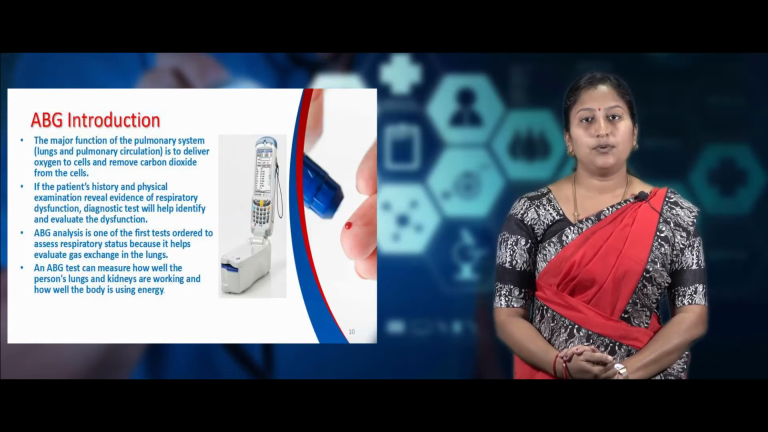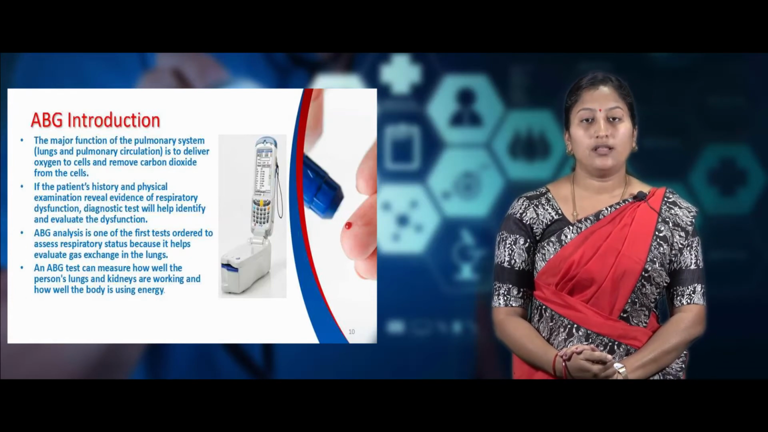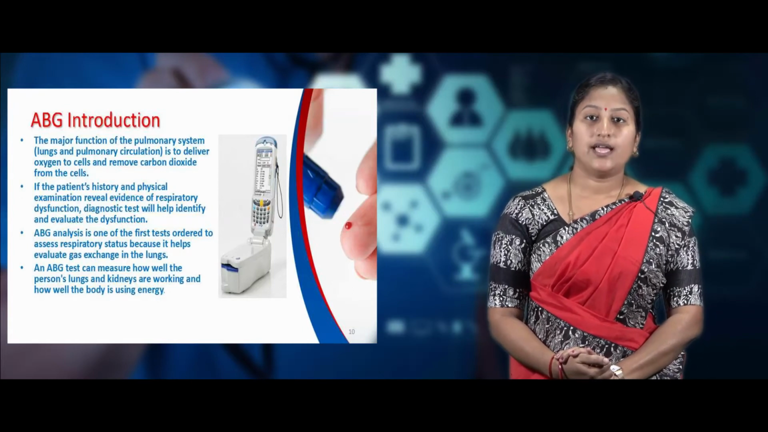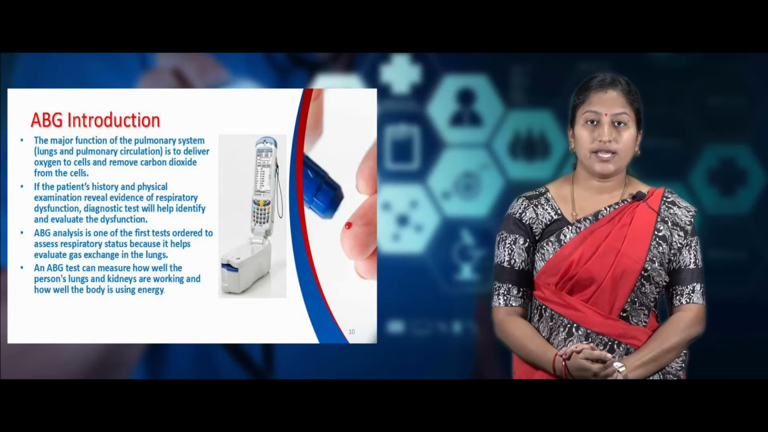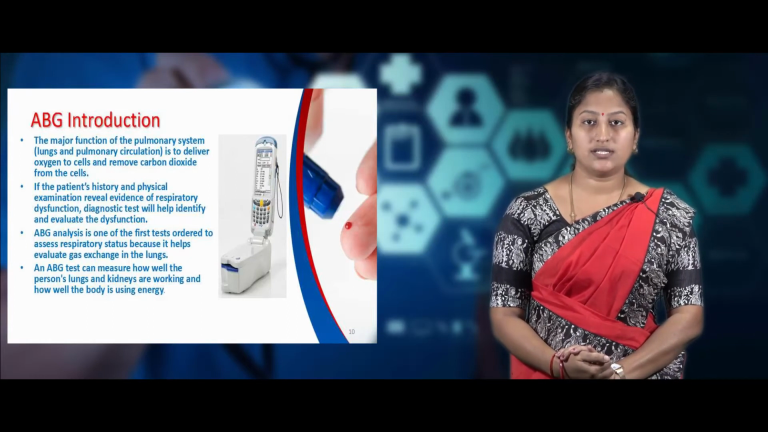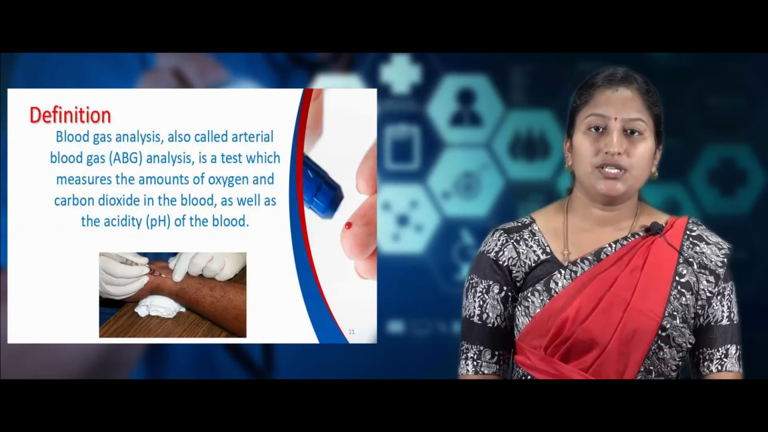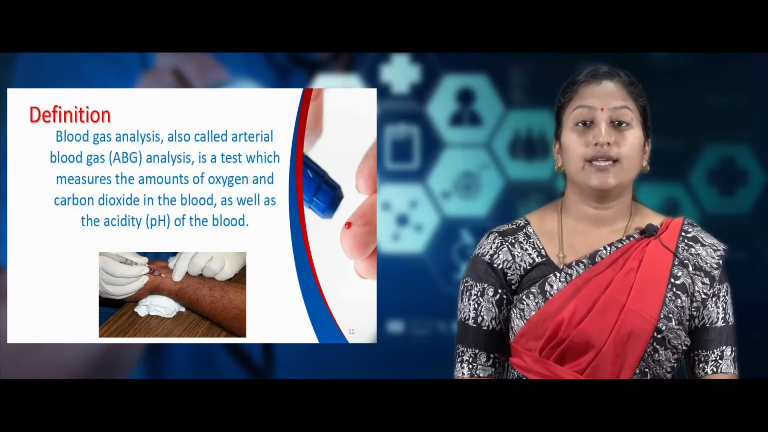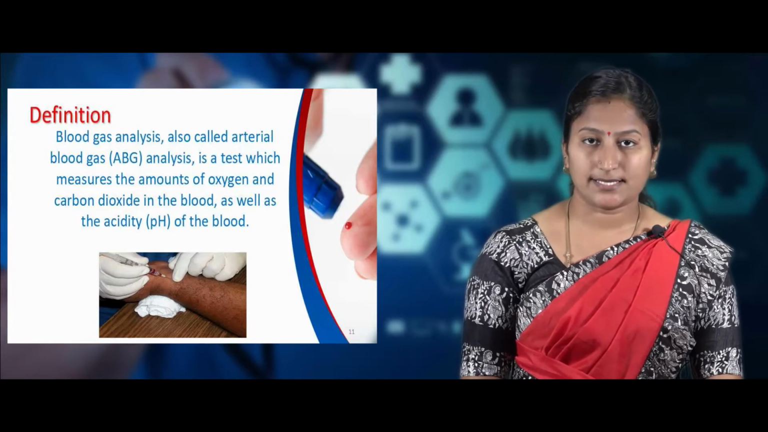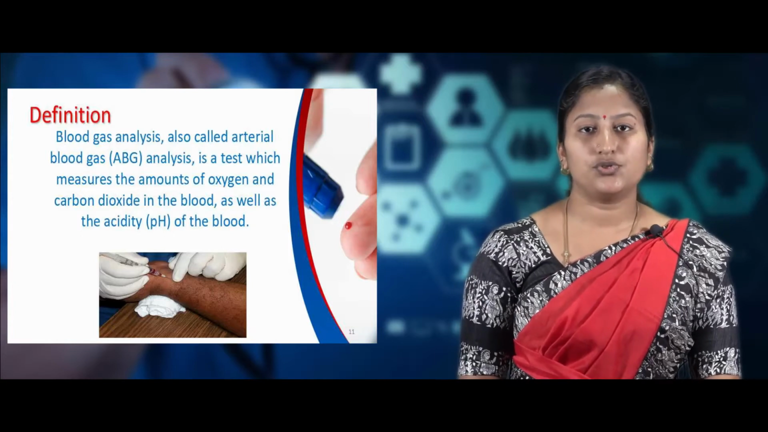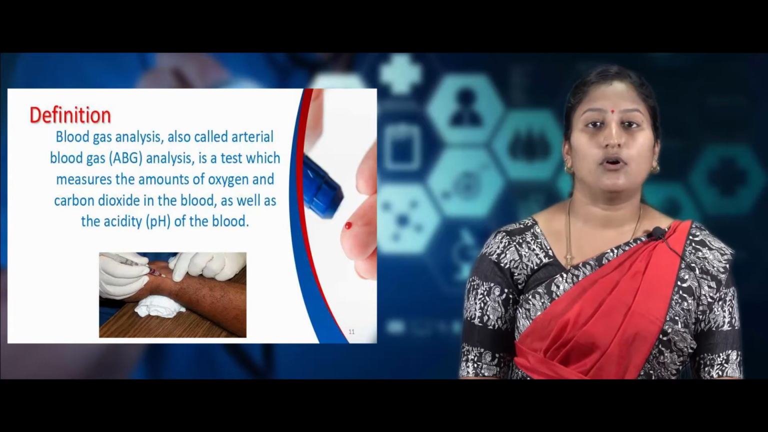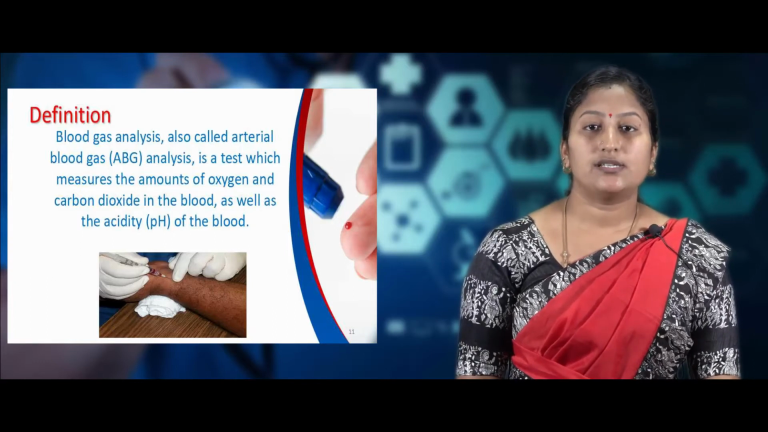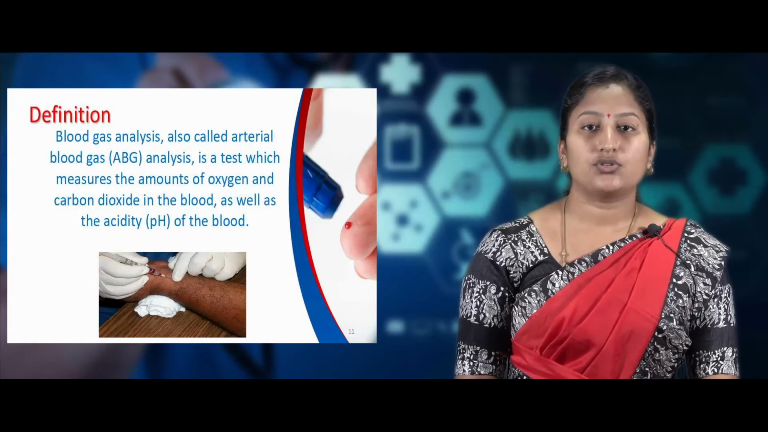ABG tests help to find how well a person's lungs and kidneys are working, and it also helps to analyze how well the body is using energy. The ABG test, blood gas analysis, also called arterial blood gas analysis, is a test that is used to measure the amount of oxygen and carbon dioxide in the blood as well as the acidity or pH of the blood.